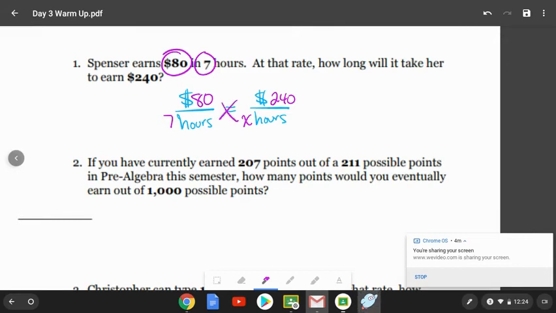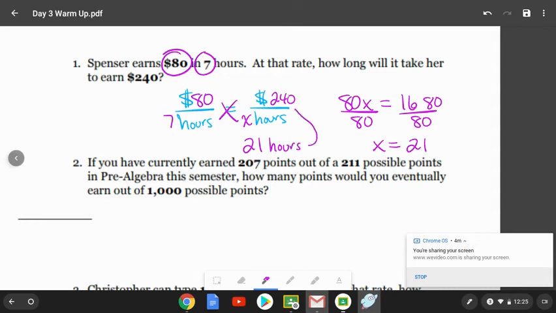So go ahead and cross multiply. 80x is equal to 7 times 240, which is 1,680. Solving for x, you must divide by 80 and divide by 80. So x is equal to 21. So she has to work 21 hours to earn $240.